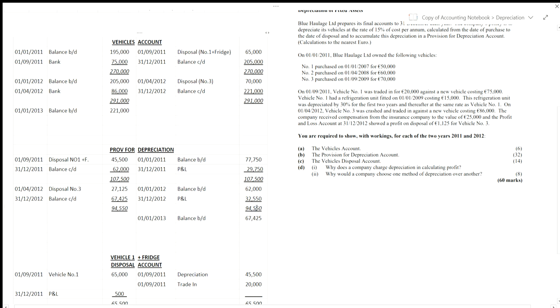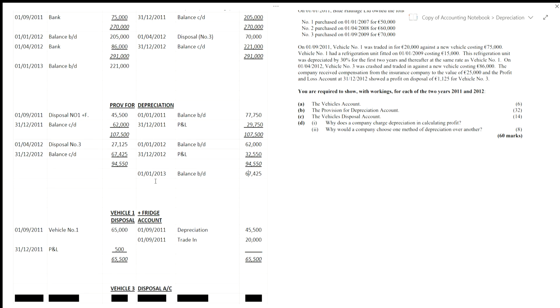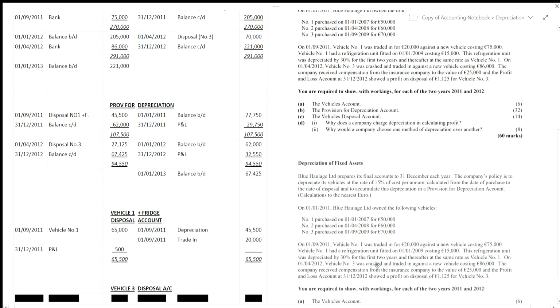Balance on both sides is 94,550, and the difference is going to be my balance carried down. It's 67,425. It is a debit side here above the line, so below the line it is a credit side figure of 67,425. Again, you just drag it over to the opposite side below the line. That's my depreciation account done up to 2013. I'm going to drag this one down here.